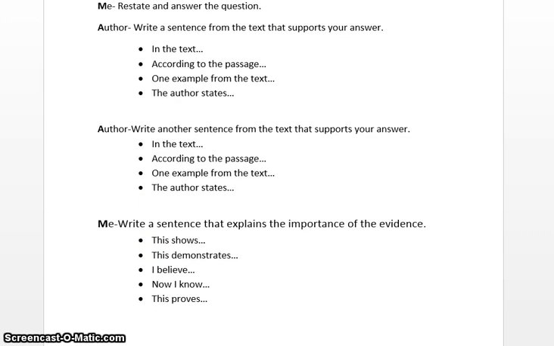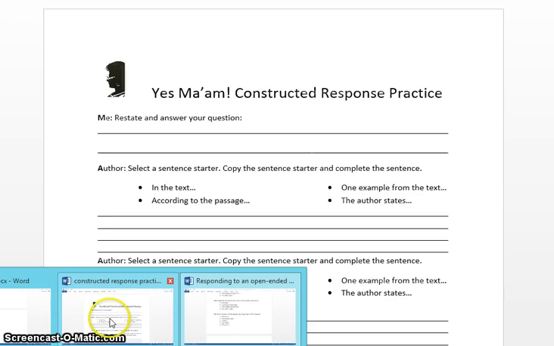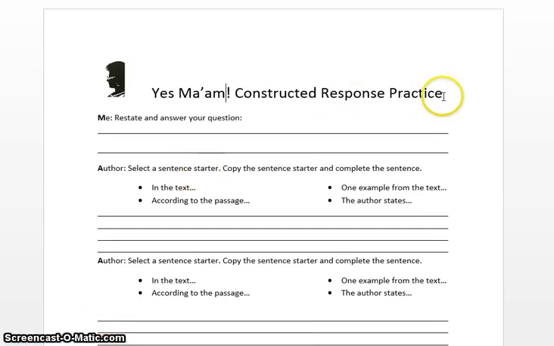And finally, for the last sentence, you're thinking about yourself, you're thinking about your own thoughts. You're writing a sentence that explains the importance of the evidence that you picked to support your answer. And I gave you 5 sentence starters to choose from here. So I would like to demonstrate for you to show you how this works.